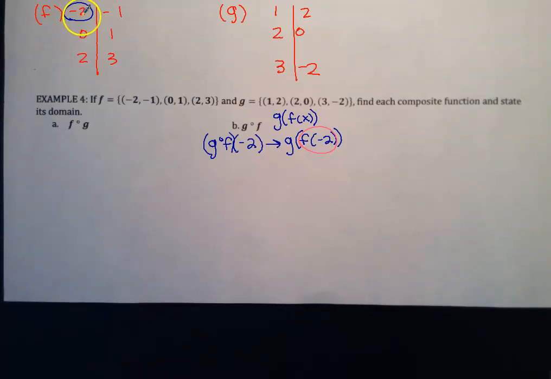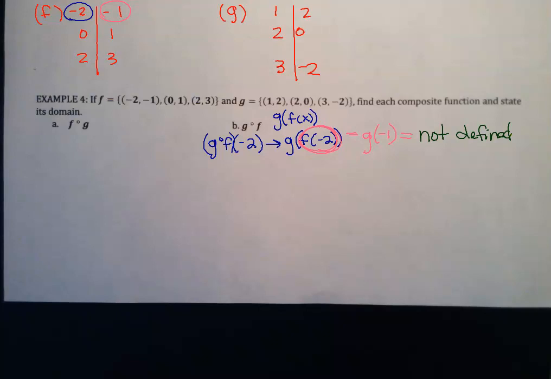Ethan? -1. Okay, so now I'm going to replace all of this with its actual value, which is -1. So I want the g of -1 next. This time I need to look at my g function. Where is the x value -1? It's not, right? I don't have a -1 in there. So this is not defined. So this goes back to it doesn't always work out like that, Josh.